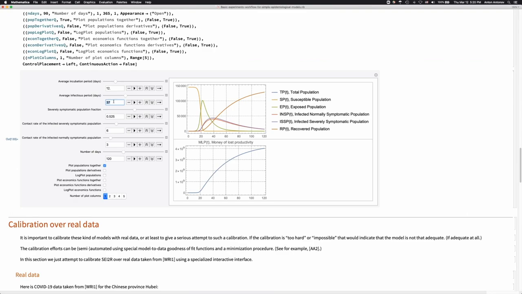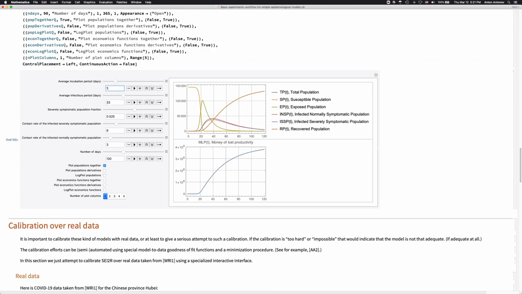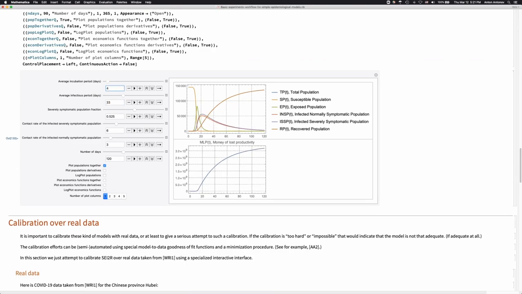We can change, for example, you can see I'm playing here with the infectious period, how many days it is. Like if it is say 42 days or 43 days, I'm going to have one type of behavior. If the incubation period is 4 days, I'm going to have a much sharper peak here. I'm going to return back here to 0.2 in order to see the usual expected distribution between severely symptomatic and normally symptomatic.